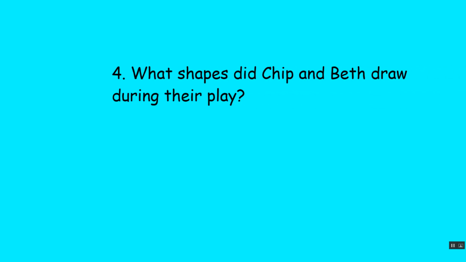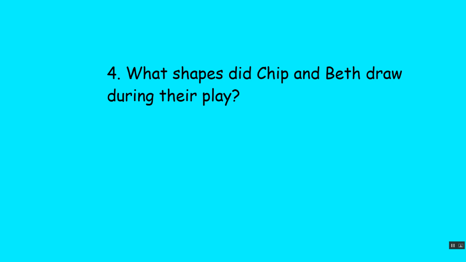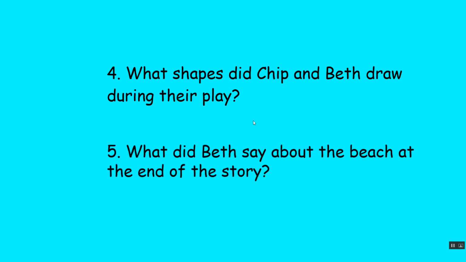Number 4. What shapes did Chip and Beth draw during their play? And the last one, number 5. What did Beth say about the beach at the end of the story?